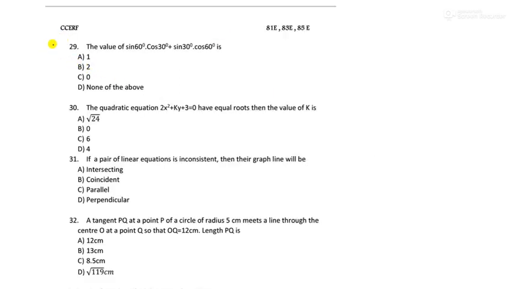So moving to the next question, that is question number 29. The value of sine 60 into cos 30 plus sine 30 into cos 60. Okay, so see, what is sine 60? The values are 0, 1 by 2, 1 by root 2, root 3 by 2, and 1. So this is sine 0, 30, 45, 60, 90.